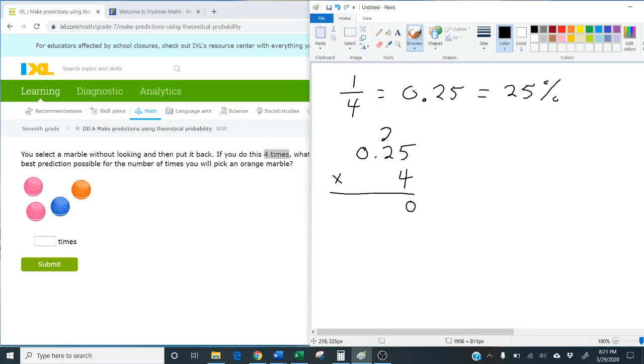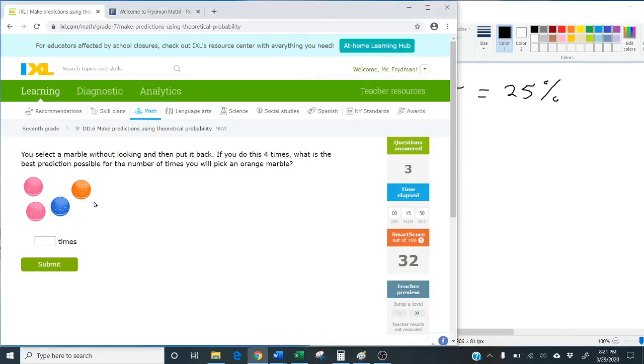0.25 times 4: 5 times 4 is 20. 4 times 2 is 8, plus 2 is 10. 4 times 0 is 0, plus 1 is 1. So if I pick a marble 4 times, I would predict 1 time to get the orange marble. That seems like a reasonable prediction. I might get the orange marble all 4 times, but that's probably not going to happen. A better prediction would be that I just get the marble once.